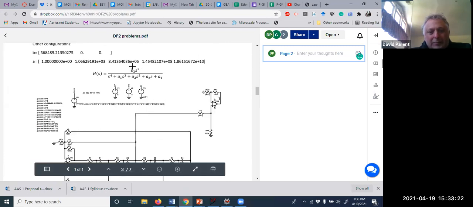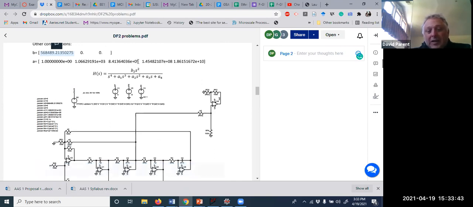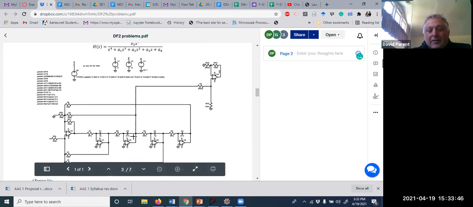In this case, B2 is not equal to A1, no, A1, A2. B2 and A2 are not the same. So there needs to be some gain, right? And so this circuit could provide it.